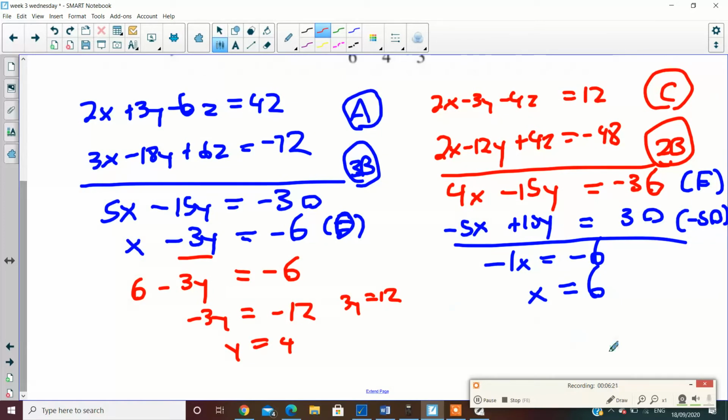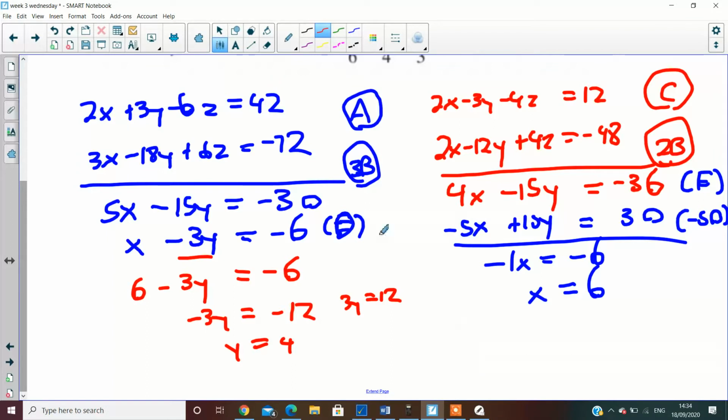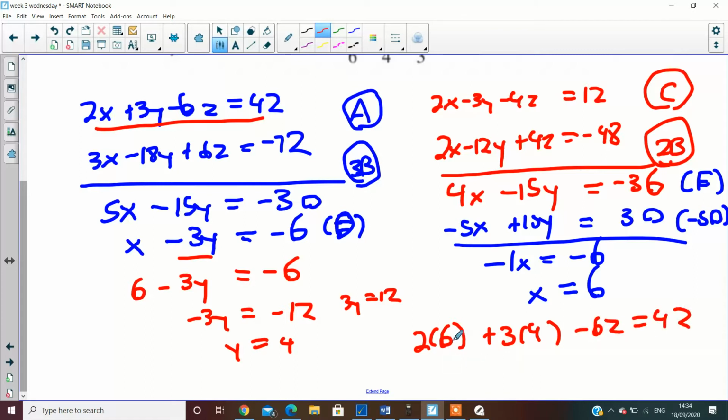Can't remember what the question looks like at this stage. What will I pick? I'll just pick A, will I? 2 times x is 2 times 6. 3 times y is 3 times 4. Minus 6z equals 42. That's 24 minus 6z.